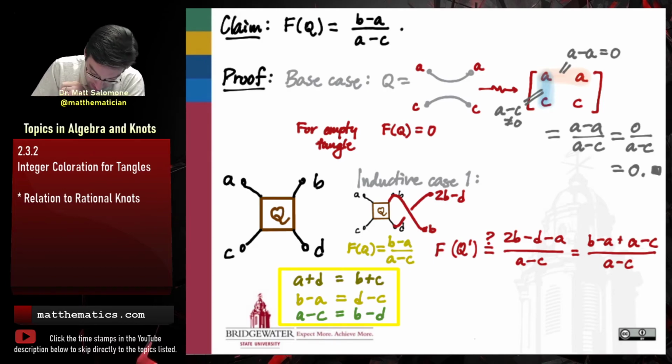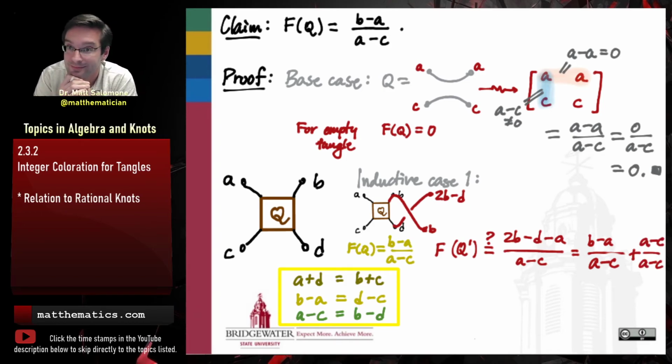And check this out. I have an A minus C term up here on top. It's also equal to my denominator. So if I split apart this fraction at that plus sign that's up there on the top, I can write this as B minus A over A minus C plus A minus C over A minus C. And A minus C over A minus C is otherwise known as 1.